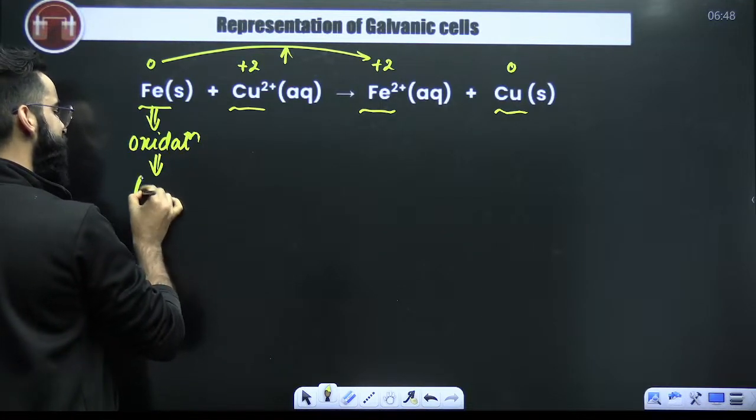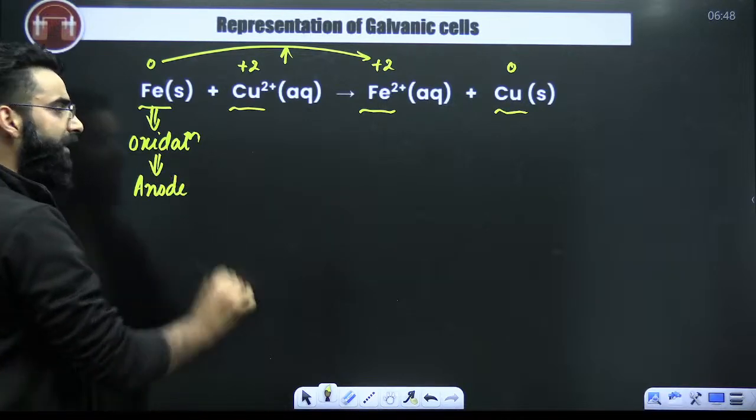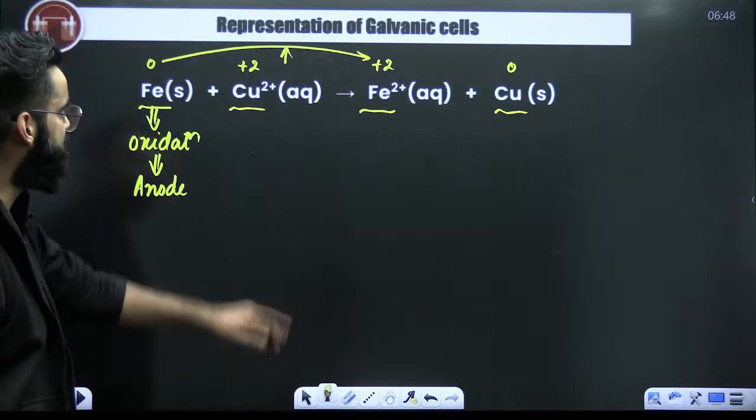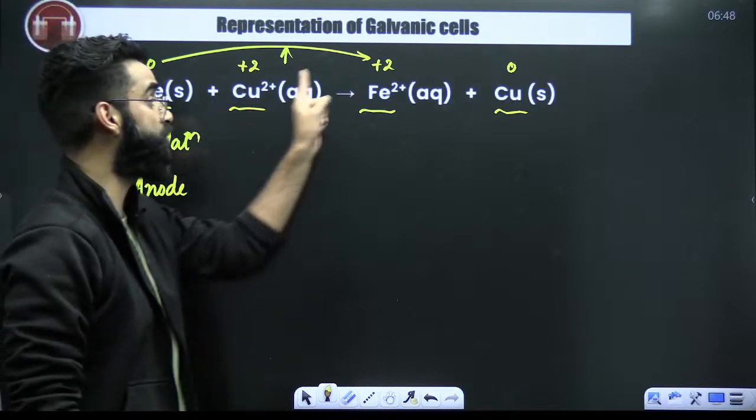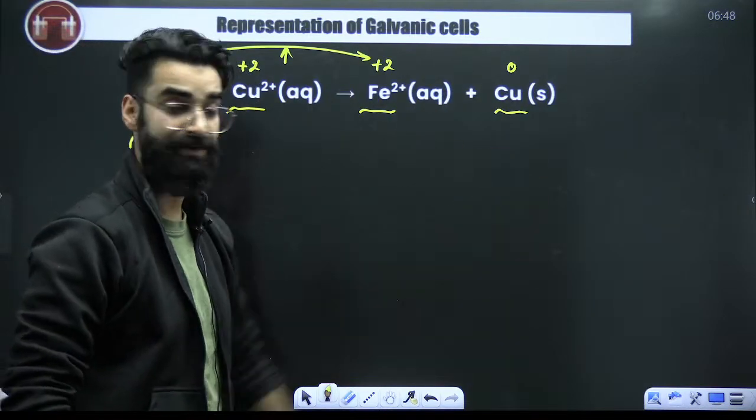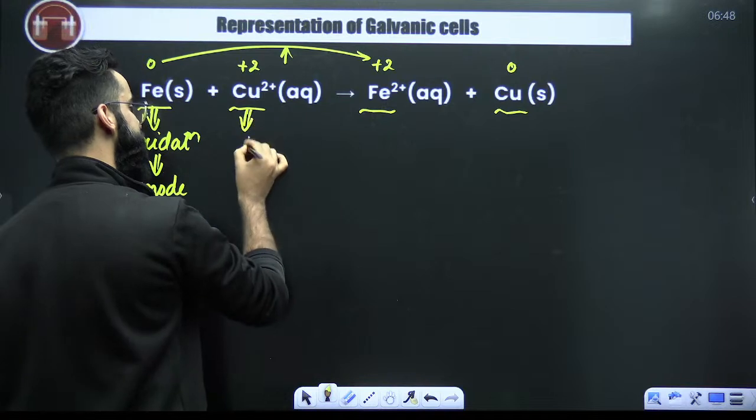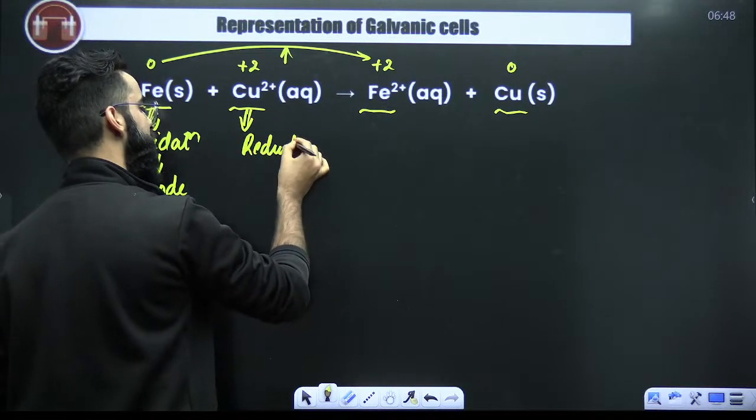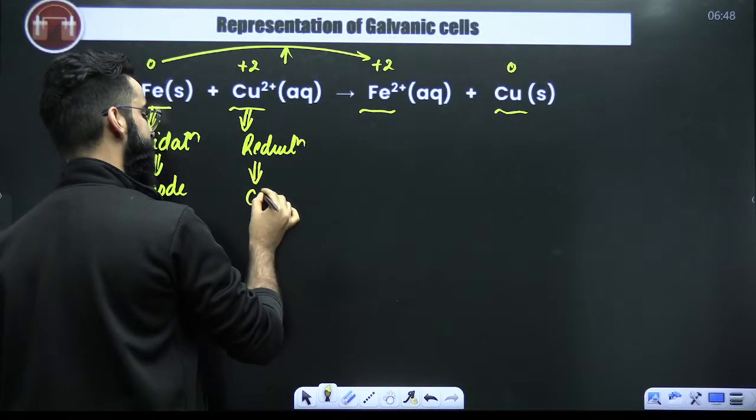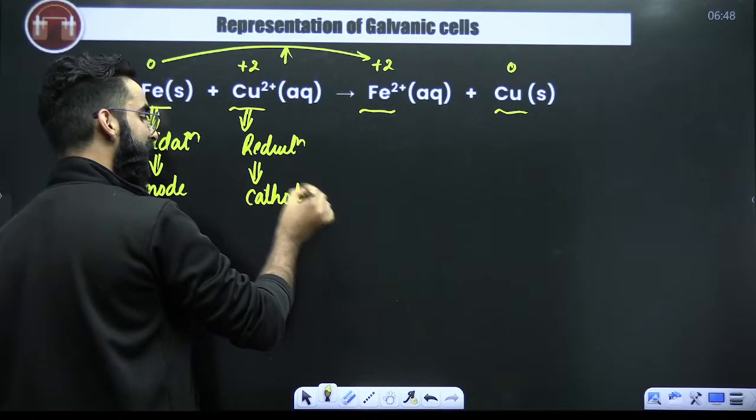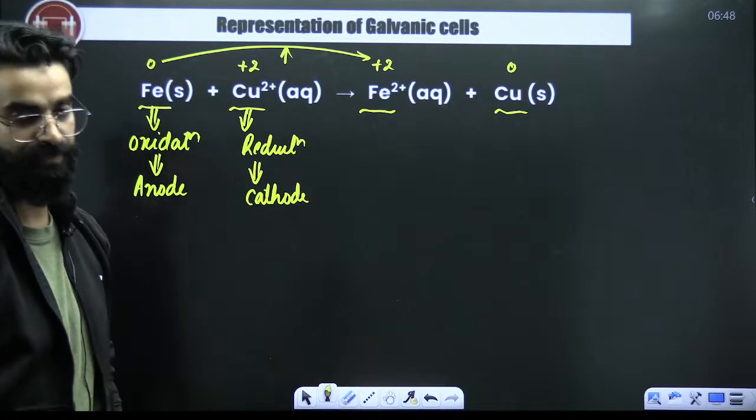And oxidation takes place at anode. Right? Similarly, the oxidation state of copper is changing from +2 to 0. +2 to 0 means decrease in the oxidation state. Decrease in the oxidation state is something which you call reduction. Reduction always takes place at cathode. So first of all, you identify which one is your anode and which one is your cathode.